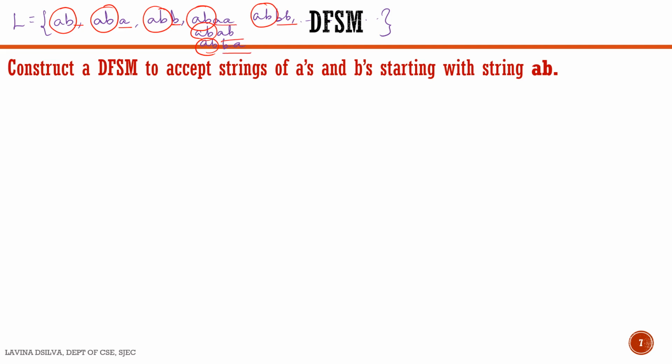We are not worried about what follows AB. The only condition which has to be satisfied is start with AB. After that you can have any number of A's and B's. So completing the DFSM will be like this.